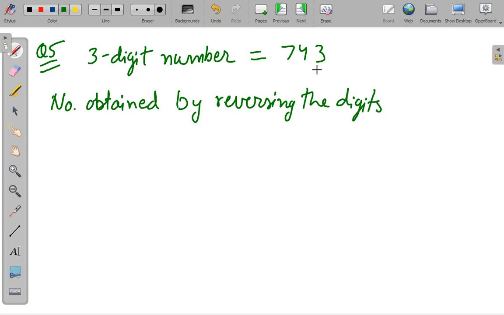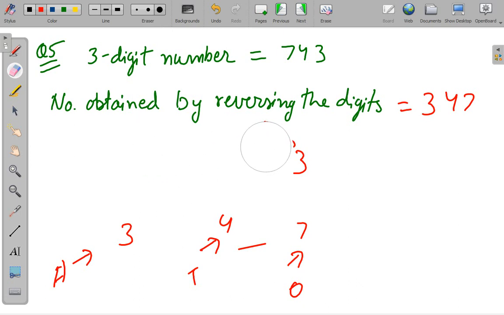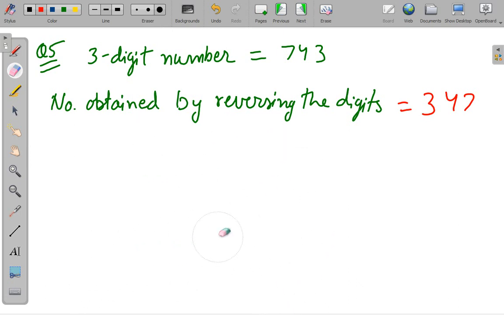So we have a 3-digit number 743. For this number 743, this is the hundreds place, this is the tens place, and this is the ones place. If we reverse the order of the digits, 3 will come to the front, this will become the hundreds place, 4 will remain at its place, the tens place, and 7 will come at the ones place. So the number on reversing the order of the digits will be 347. The question is asking us about the subtraction of these two numbers.